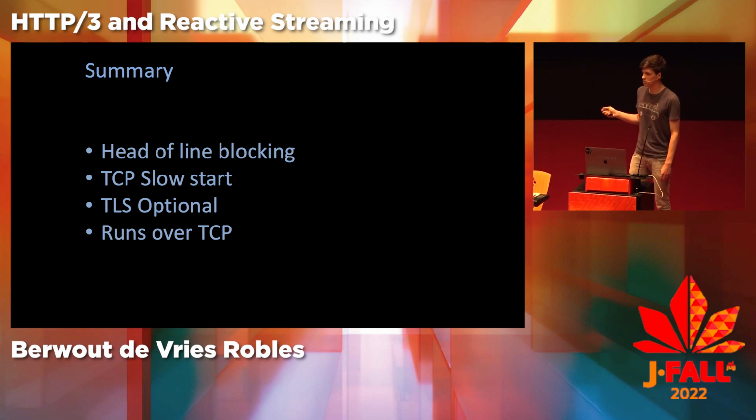TLS is optional for both these protocols. I say optional, but browsers enforce it for HTTP2. So if you want to use HTTP2 and you want to navigate anywhere, you actually have to use TLS. But if you're in your own cluster, you could talk HTTP2 to one another without starting a TLS connection. And both of these run over TCP.